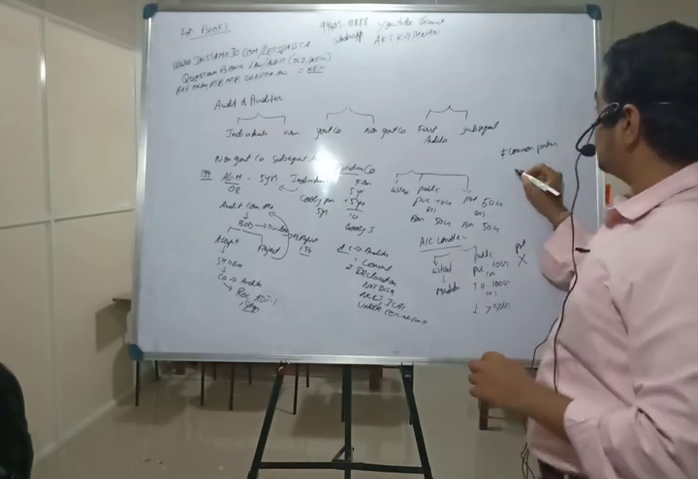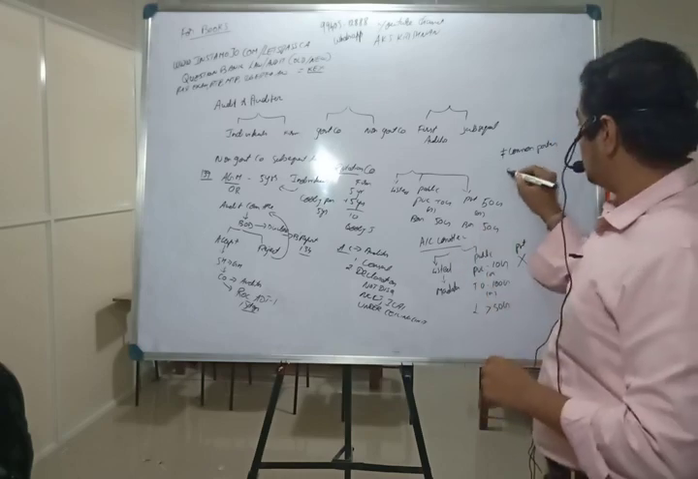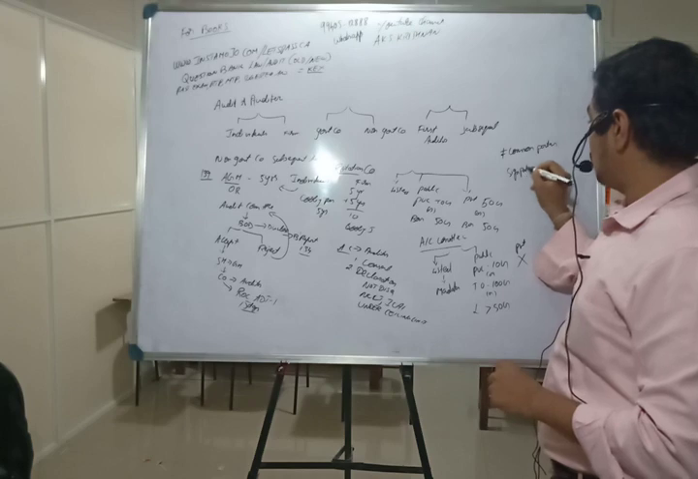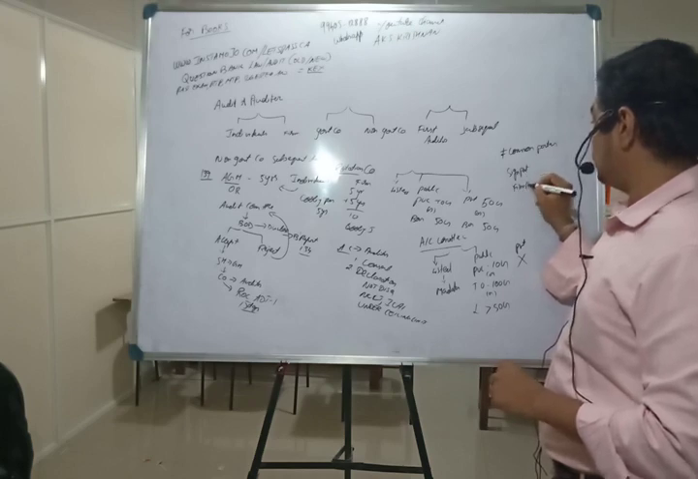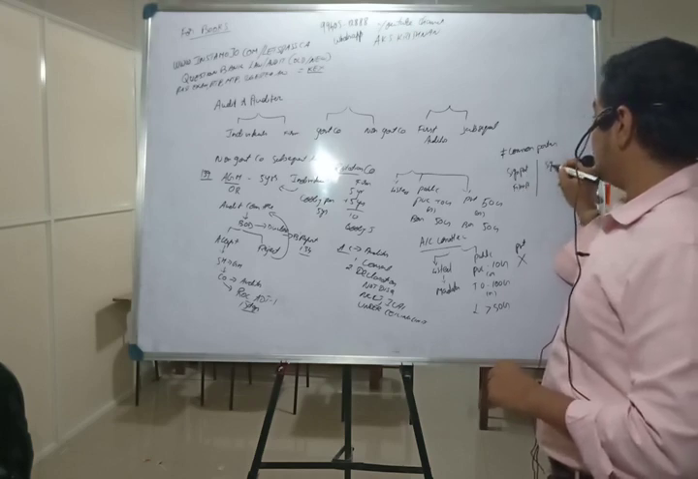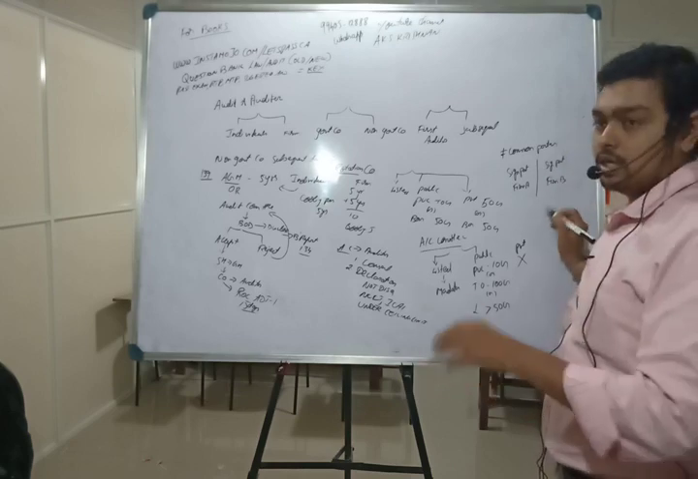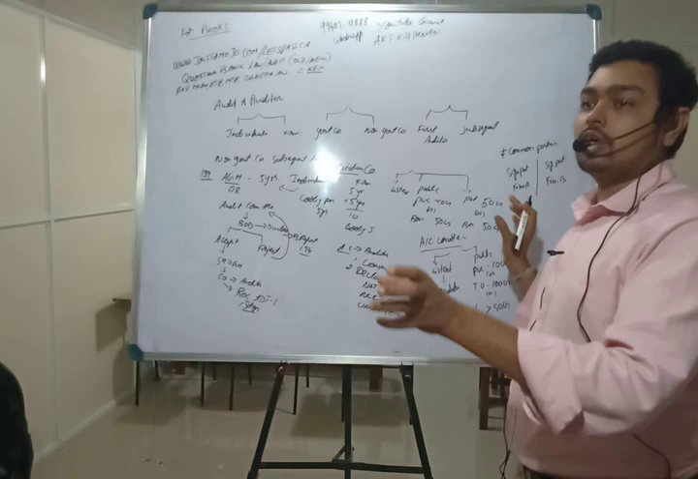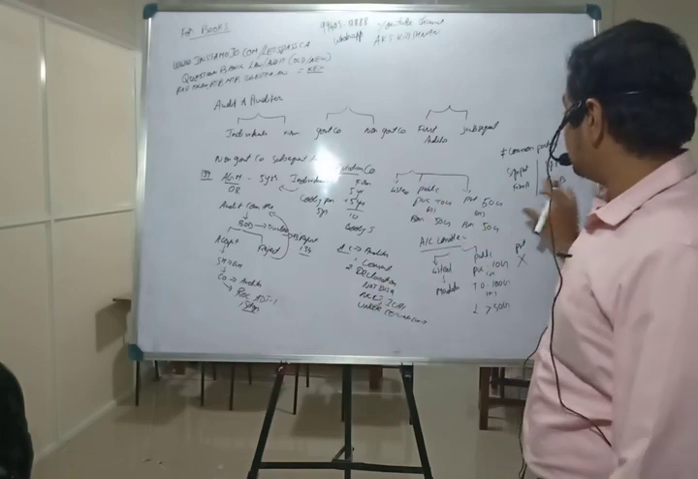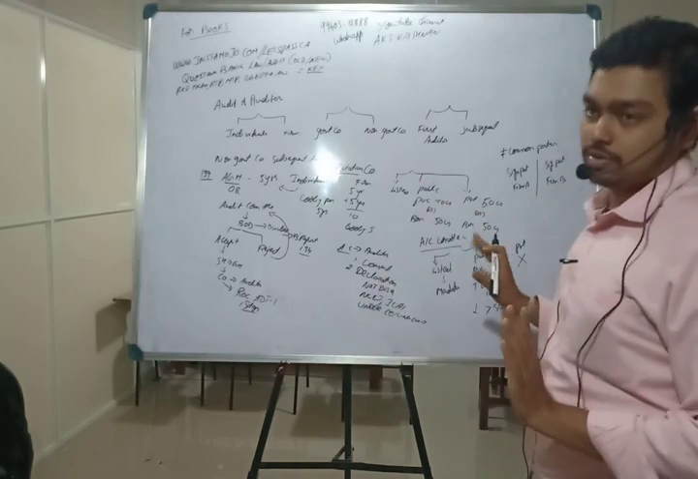Sir, what does common partner mean? The signing partner of firm A should not be the signing partner of firm B. Can you understand? When they talk about a common partner, they are talking about the signing partner. If he is not a signing partner, then it's not an issue.